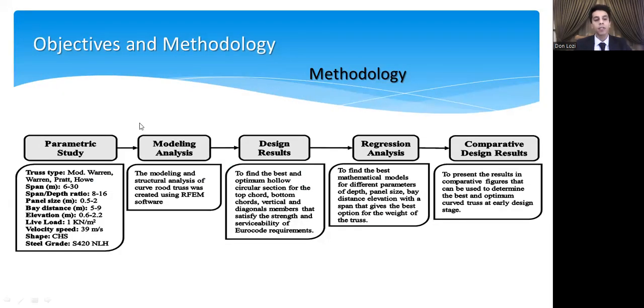Methodology. At first, the parametric study used these values by making one of them variable and the others fixed. Then we're going to move to the modeling analysis using RFEM. The information from the modeling analysis, we're going to use in the design results, and we're going to use these results to conduct a regression analysis study to find the perfect design. And in the comparative design results stage, we're going to compare them with early design stage projects.